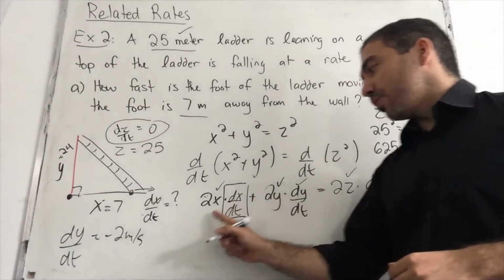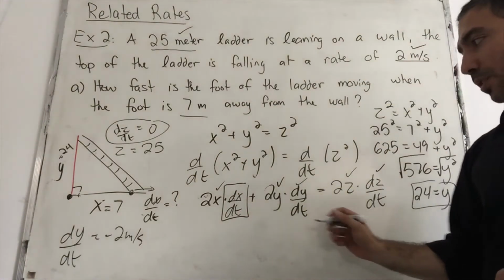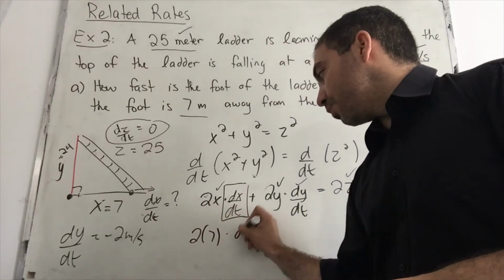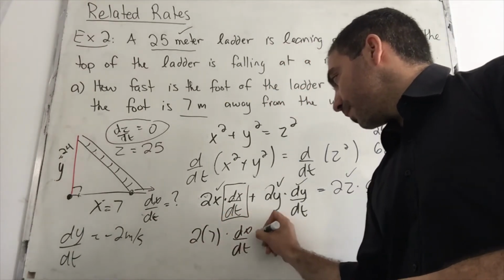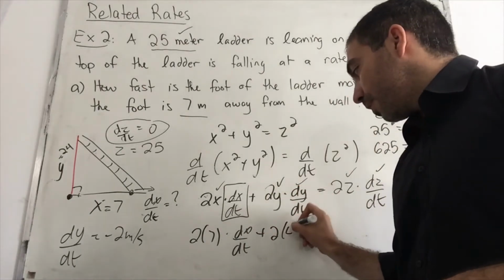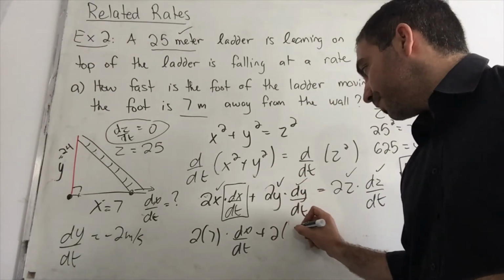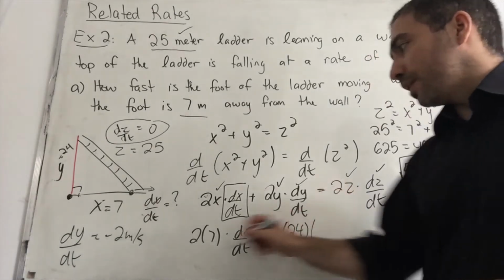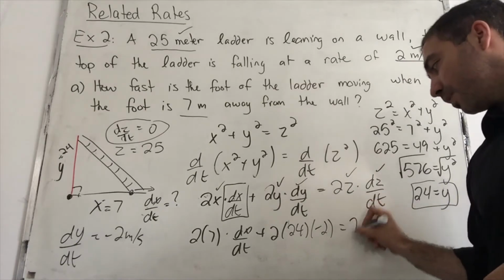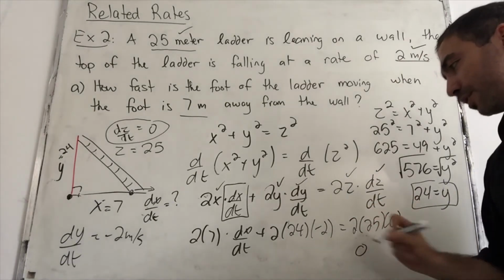Now we have all the values, so we can go ahead and find the derivative of x with respect to time. So 2 times x, we know is 7, times dx dt, which is what we're looking for, plus 2 times y. Y we found was 24, times dy dt, which is given as -2. And 2 times z, it's 2 times 25 times 0. So this whole right side of the equation is 0.